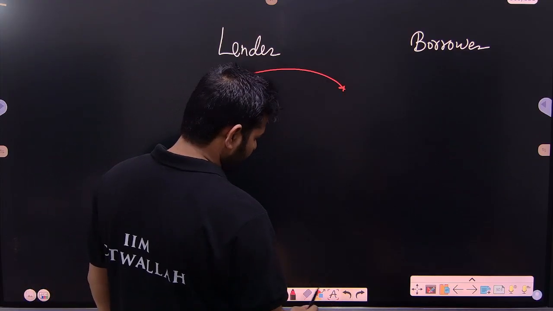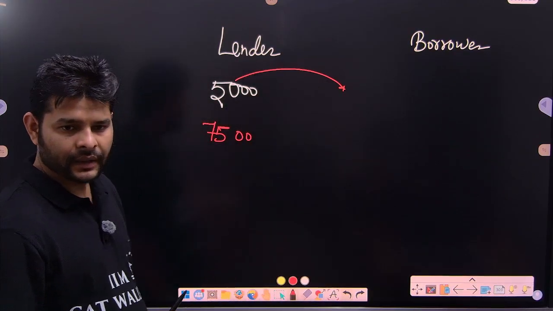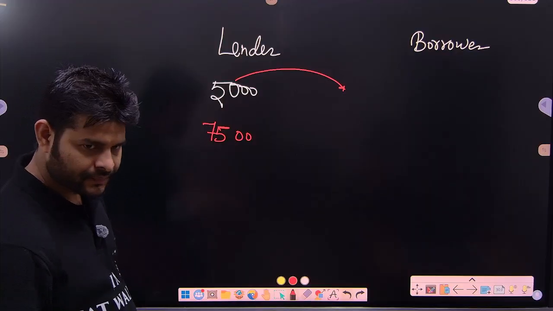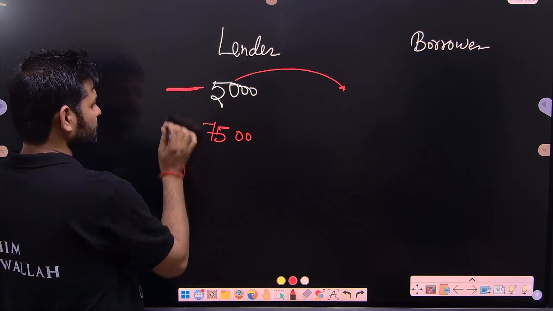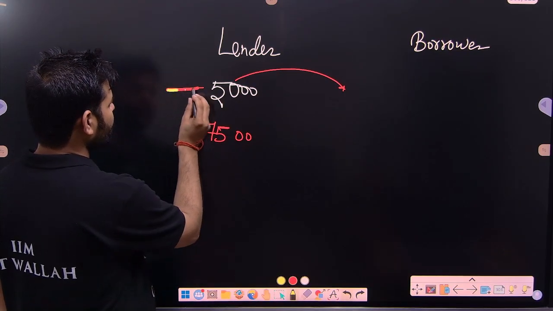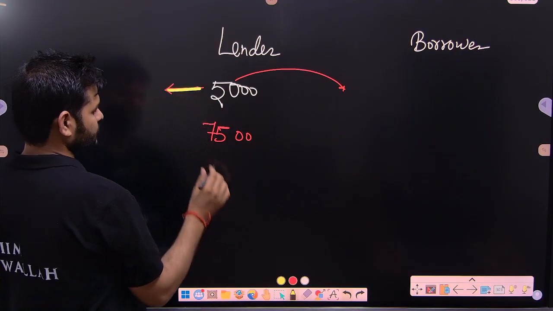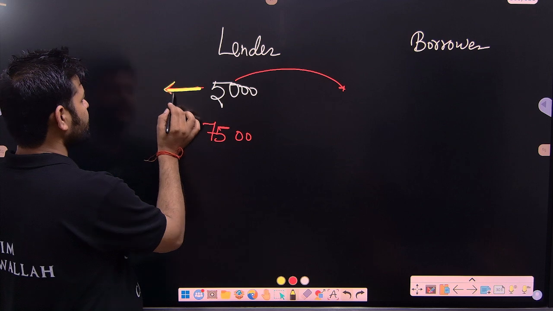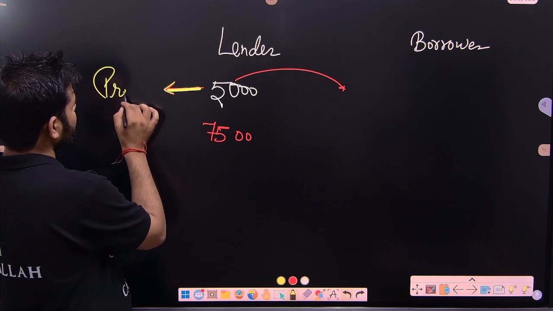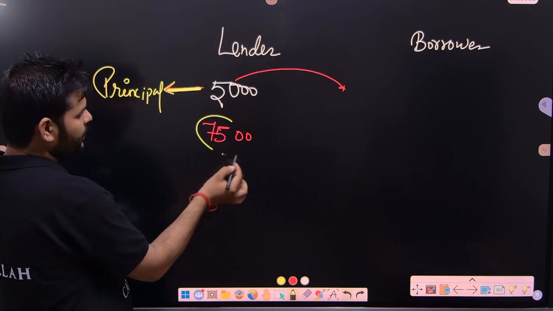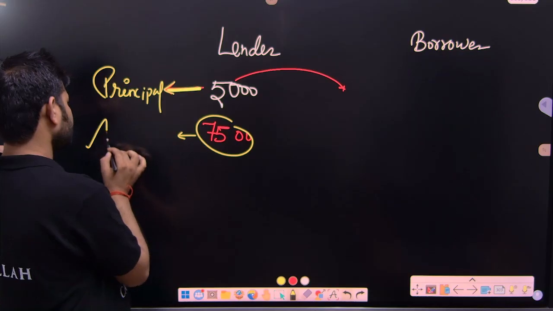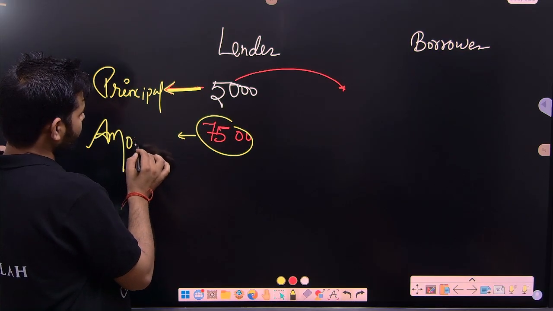Now, for me, as I am a lender, that value would be principal. Or for me, that value would be amount.